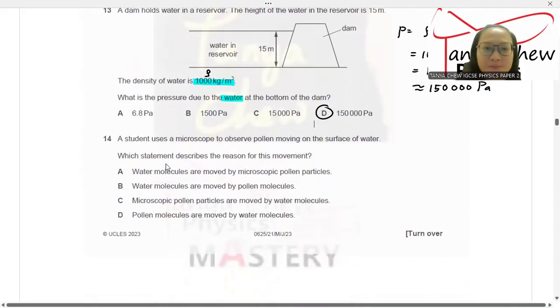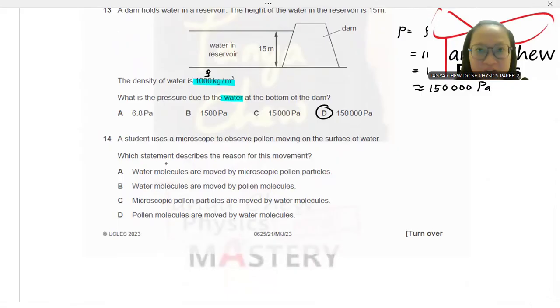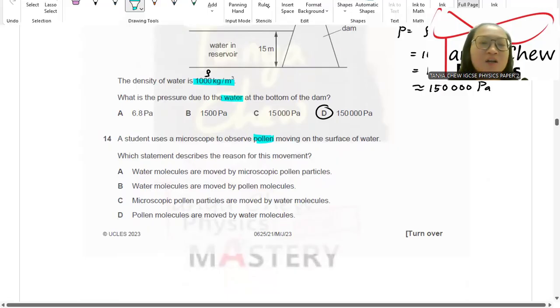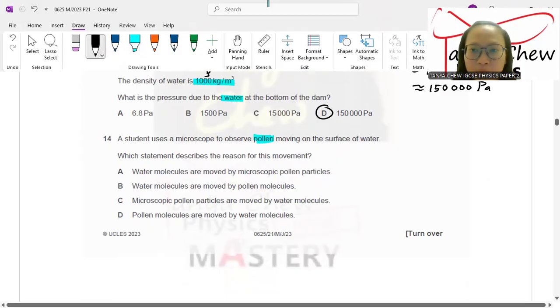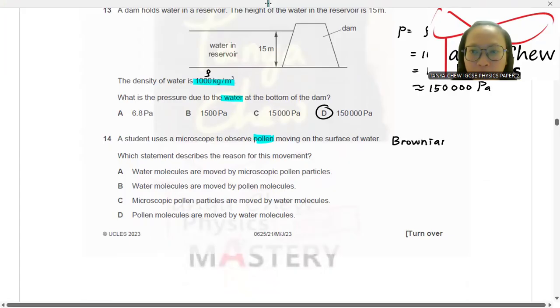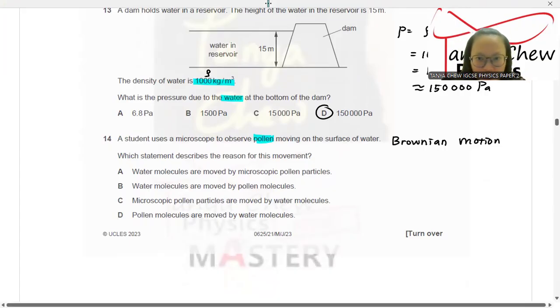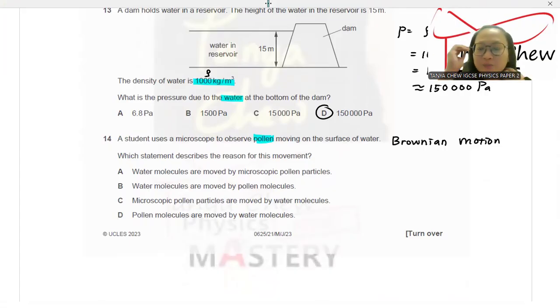Number 14, a student uses a microscope to observe pollen moving on the surface of the water. You see pollen grains, you see smoke particles. This is related to Brownian motion. Mr. Brown. So Brownian motion states why a pollen grain is moving in a jerky zigzag direction, right? In random direction. It is because pollen grains are being hit by uneven forces by the water molecules. So the water molecules are even smaller than the pollen grains. So water molecules are moved by the pollen grain?